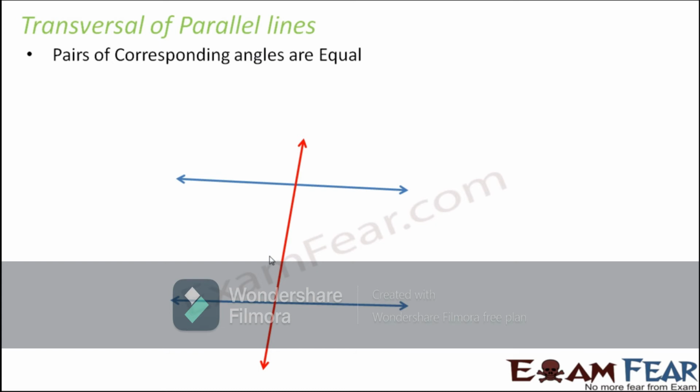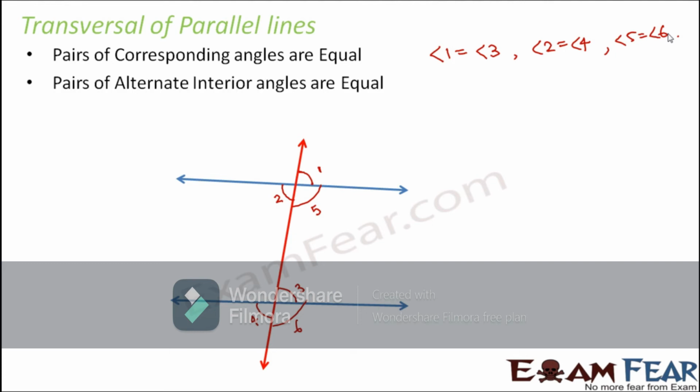It is observed that the pairs of corresponding angles are equal. You remember we spoke about the corresponding angle. So let's say this is angle 1 and this is angle 3. These are corresponding angles. So as per this relation, angle 1 is equal to angle 3. Similarly, let's say that this is angle 2 and this is angle 4. So angle 2 and angle 4 are also corresponding angles. So angle 2 is equal to angle 4. Similarly, if this is angle 5 and this is angle 6, so 5 and 6 being corresponding angles, angle 5 is equal to angle 6. So a pair of corresponding angles are always equal.